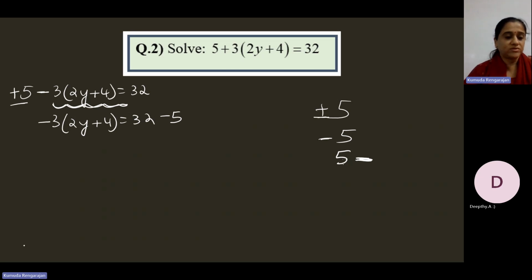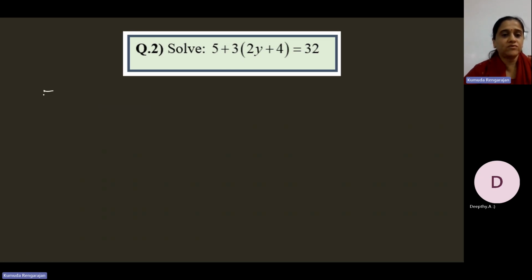If the situation was this, if it was 5 minus 3 into 2y plus 4 is equal to 32, Danya, look at the board.